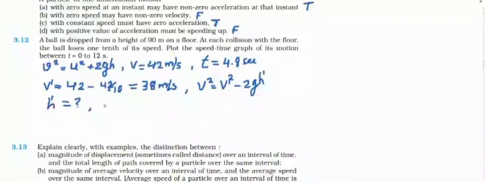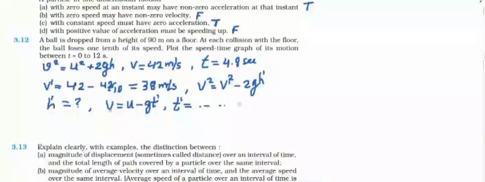Also, you calculate using the formula v is equal to u minus gt dash. So that t dash you can calculate, means time taken by the ball to reach the maximum height, t dash. So where is the ball now? Now the ball is at the maximum height.